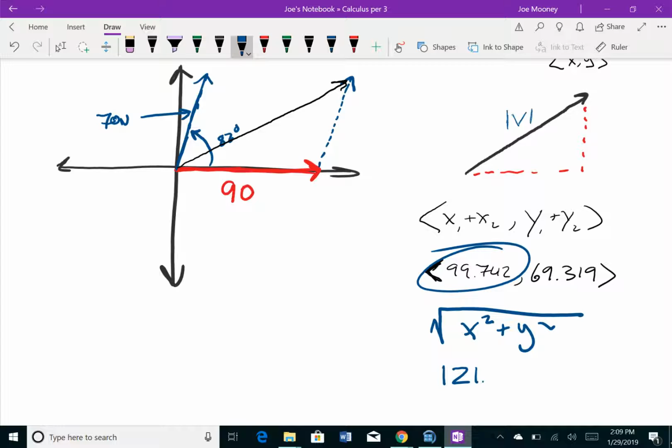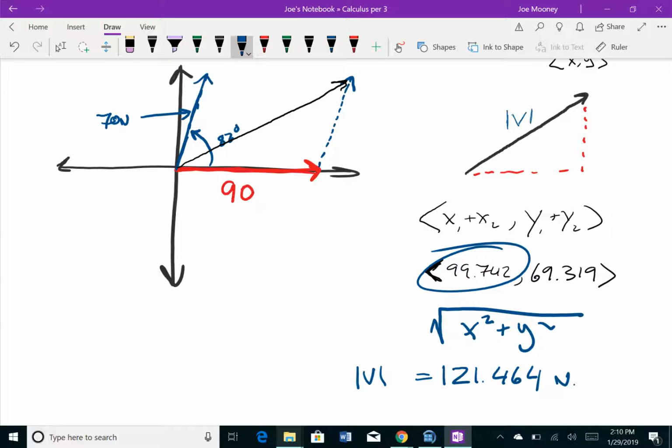Hang on one second, I'll answer that. Let me just write this down. Okay, that is the magnitude of vector v, which is in newtons. Okay, what was the question?